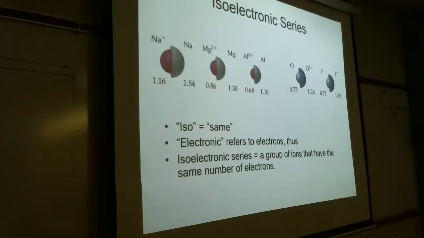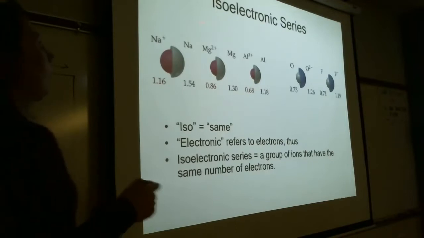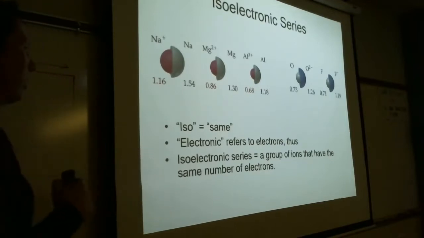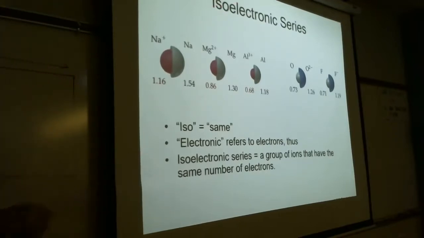So we can now apply both periodic trend and we can think about the ion as well. Now we've used this word already when we were doing electron configurations. We used this word when we talked about atoms that have the same number of electrons. Isoelectronic means you've got the same number of electrons. So a group of ions with the same number of electrons, we say are isoelectronic. Iso meaning same.